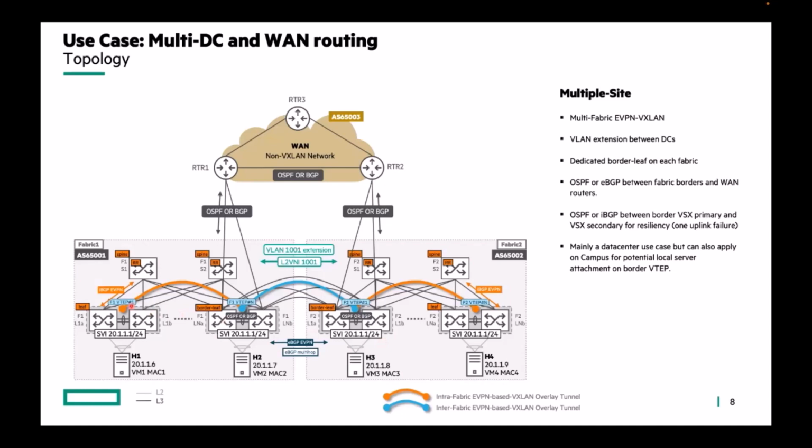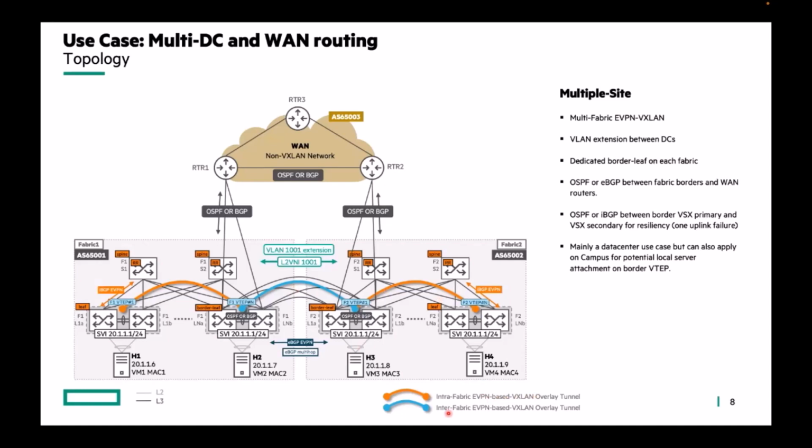You will be running an iBGP EVPN session between the leaves of a fabric of a DC, and they are connecting via their spines, right? Which is pretty straightforward and similar to the other side. And you have this VIP 20.1.1.1 across all the VTEPs, and they have the intra-fabric, as you see the amber curve here, intra-fabric EVPN-based VXLAN overlay tunnel, and the blue one would be the inter-fabric, right?